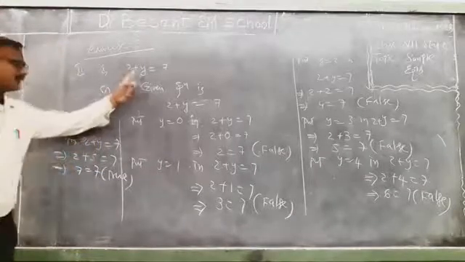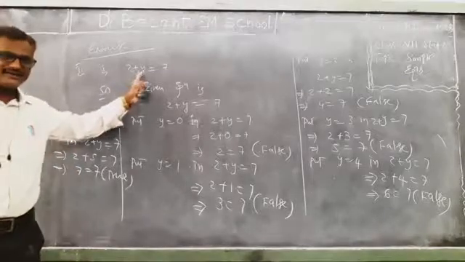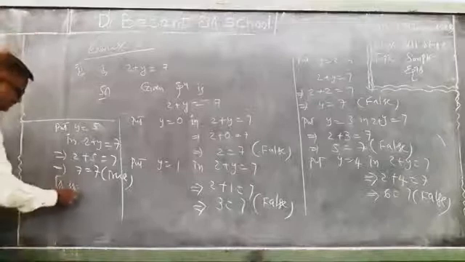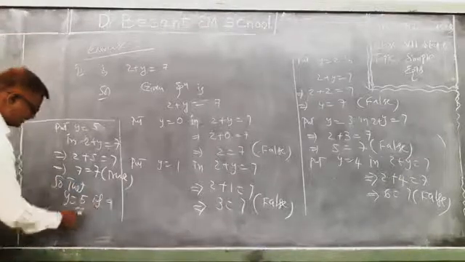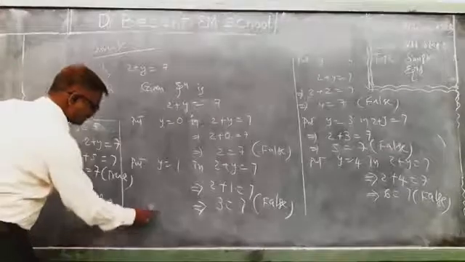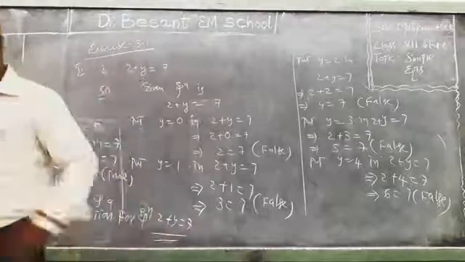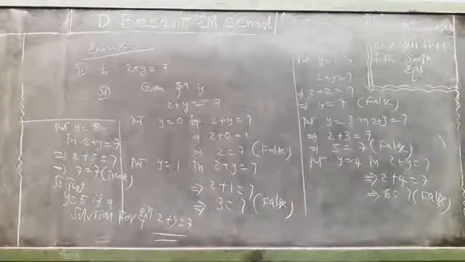After keeping y equal to 5 in this LHS we got 7. 2 plus 5 is 7. 7 equals 7 is true. Therefore y equal to 5 is a solution for the equation 2 plus y is equal to 7.